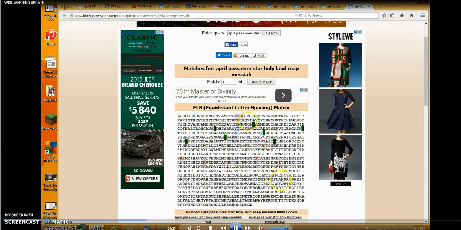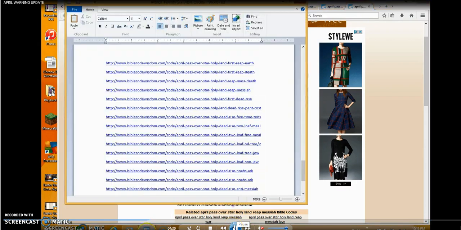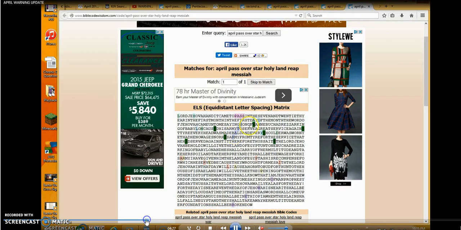So it was as if God formulated those letters to come together precisely so that the word Messiah would come up in the table. And so you can see that came up in this table that was on April, Passover, Star, Holy Land, Reap. And that was the first 7-letter term that I had pulled up. So obviously I got really excited about that as well. And I want to show you another table that I did on the word Messiah after this.